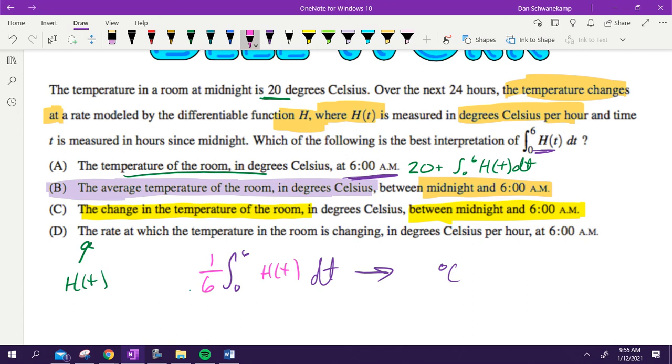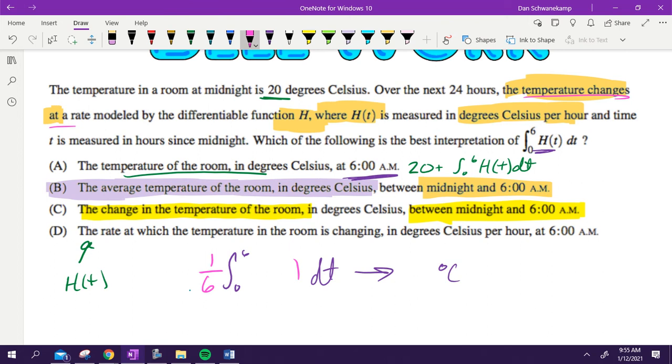This right here, 1/6 times the integral of h of t. H of t is the change in temperature at a rate. That's the rate of the temperature. That's how much the thing is changing. So this is going to tell me the average change in temperature, because it's going to find the average of whatever I integrated.